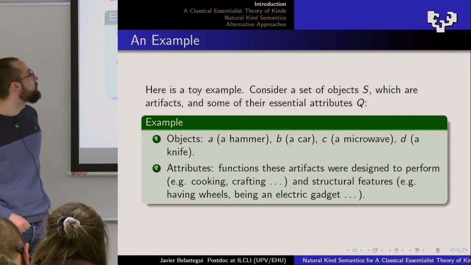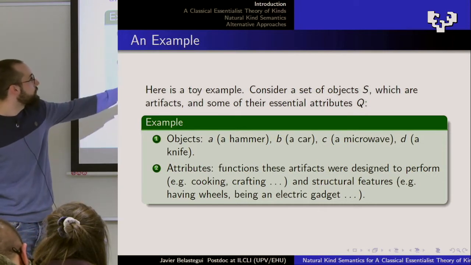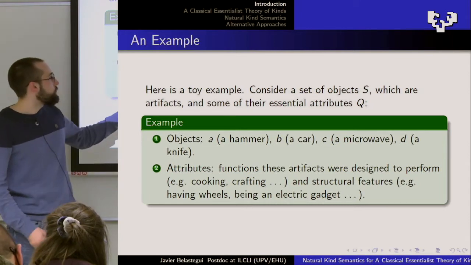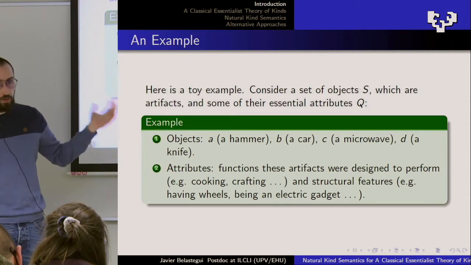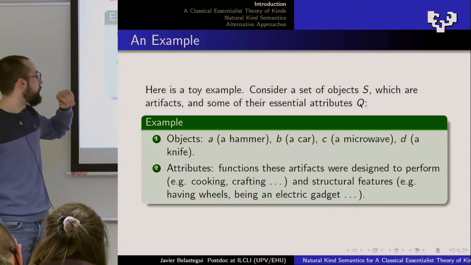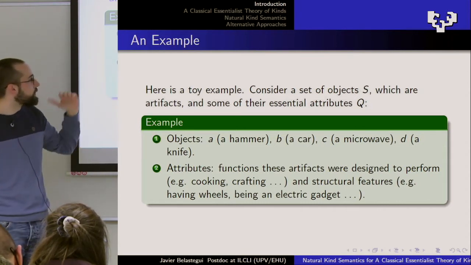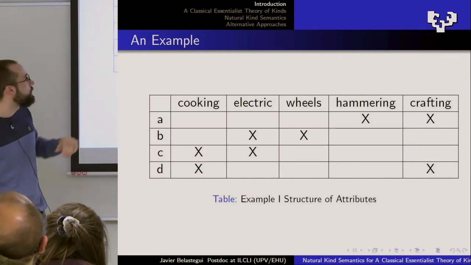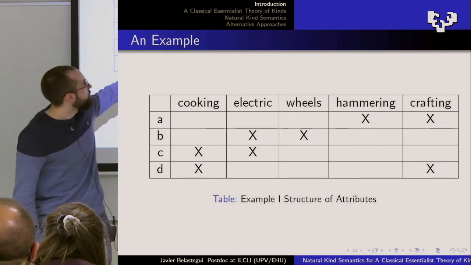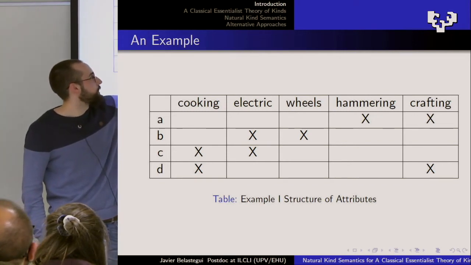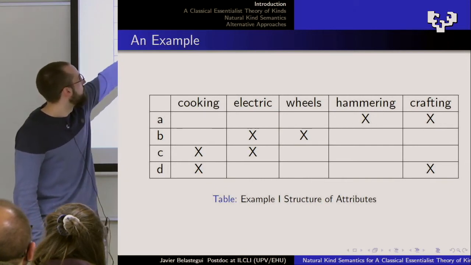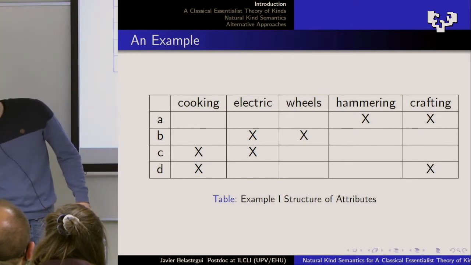Okay, so here is an example. There are some objects, namely a hammer, a car, a microwave, and a knife, and some attributes, which are some functions that these artifacts are designed to perform, and some structural features. So for instance, being designed for cooking, being designed for crafting, and some structural features like having wheels, being an electric gadget, and so on and so forth. So here's the summary. For instance, A is, I guess, the hammer, used for hammering and used for crafting. And B, I take it, is the car. It's electric and has wheels.